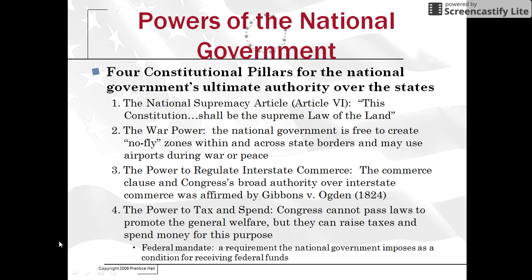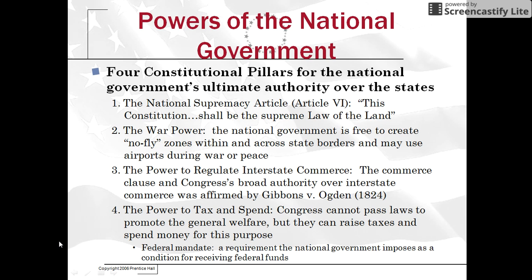The national government has ultimate authority over the states. And there are really 4 reasons. The most important one is the constitutional one, which is number 1. Article 6, Supremacy Clause. The Constitution shall be the supreme law of the land. It doesn't matter what a state law is, it doesn't go above the Constitution. Number 2, the war power. The national government can declare essentially martial law in a state, set no-fly zones, use airports during war or peace, things like that. And that's something states can't do.